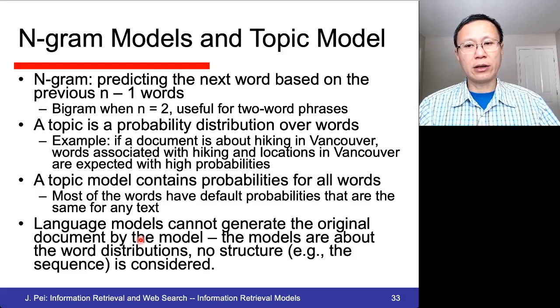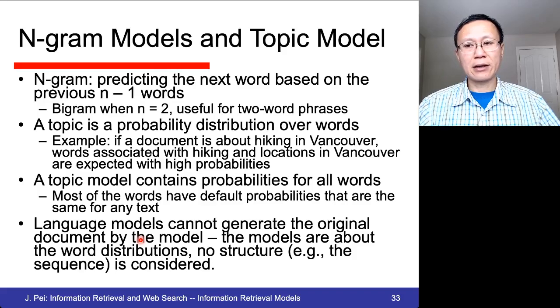Essentially, what we need to do is that we use the previous n minus 1 words to predict the next word. And if we set n equals 2, then we have the bigram. Bigram essentially lets us guess the next word based on the previous word. So this is the n-gram model, and it shows some minor improvement on the unigram model, but it also incurs a lot of processing cost.